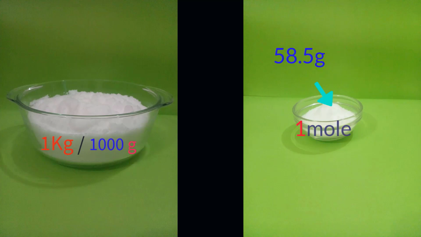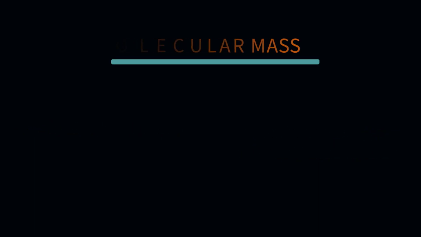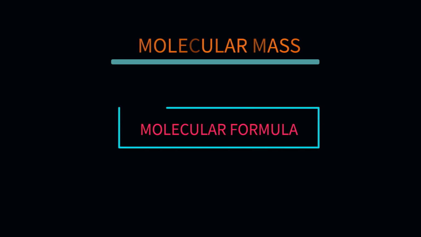Now the question is, how did we get 1 mole of salt equals to 58.5 grams? The reason is 1 mole of any substance is equal to molecular mass in gram units of that substance. Now, how can we determine the molecular mass of any substance? Molecular mass can be determined from the molecular formula of that substance.